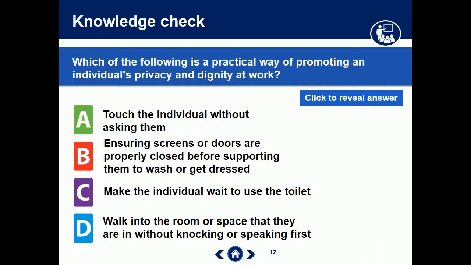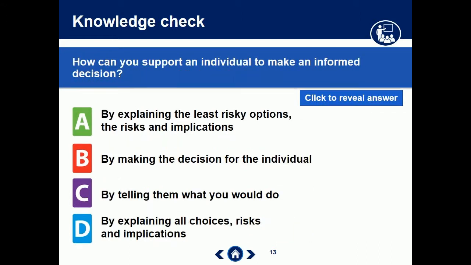D. Health and social care workers should knock on the door or speak before entering the particular space or room that the individual is in. A. Individuals have the right to make decisions that are risky or unwise. They should be aware of all options that are available to them as well as the risks and implications of each.